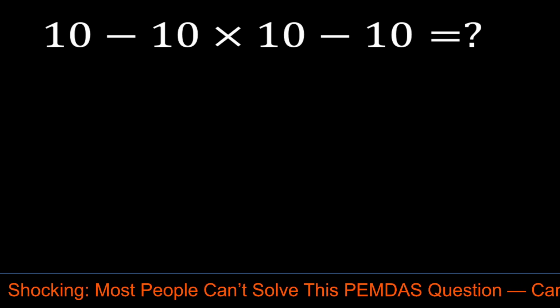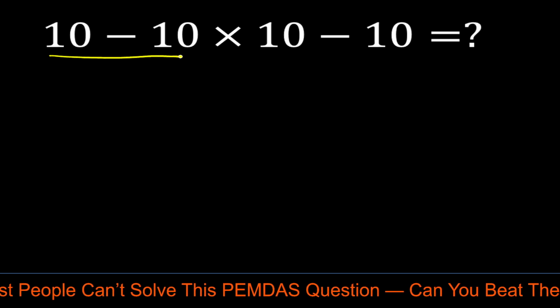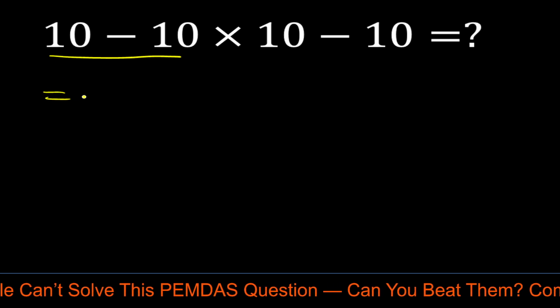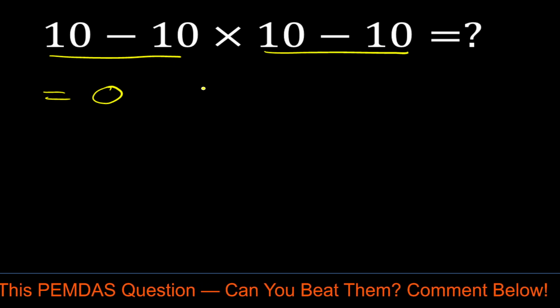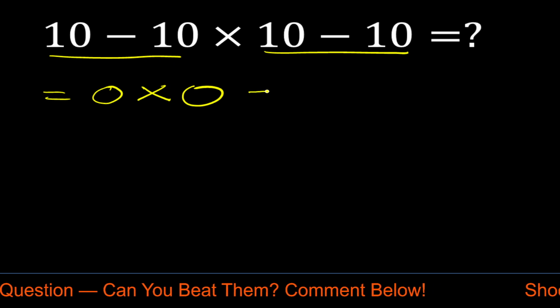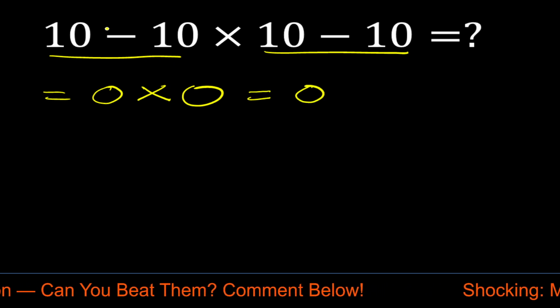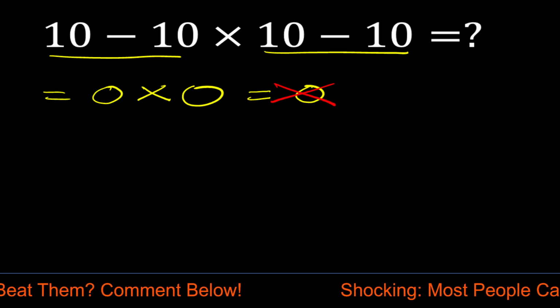So most people solve this question like 10 minus 10. So 10 minus 10 is equal to 0. Then again 10 minus 10, so 10 minus 10 is equal to 0. Now 0 times 0. So 0 times 0 is equal to 0, right? But this answer is not correct. This answer is completely wrong.